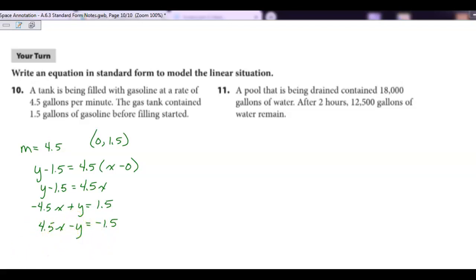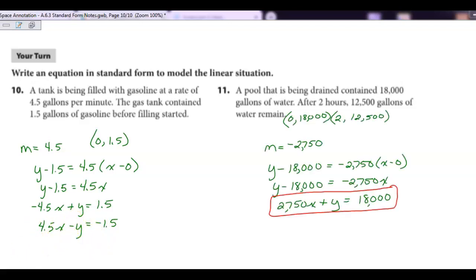Go ahead and solve for number 11. Once you simplified everything and found your slope, you should have had the standard form of 2,750x plus y equals 18,000. If you have any questions, please make sure you see your teacher.